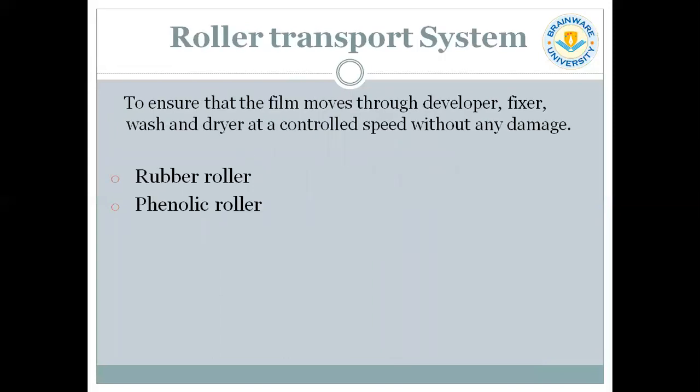So this roller transport system consists of two types of basic rollers, that is rubber roller and phenolic roller. The interspace of two rollers must be checked and maintained daily to avoid jumping and slipping of the film. Various manufacturers use lubricant to avoid the jumping of the film from the roller system.